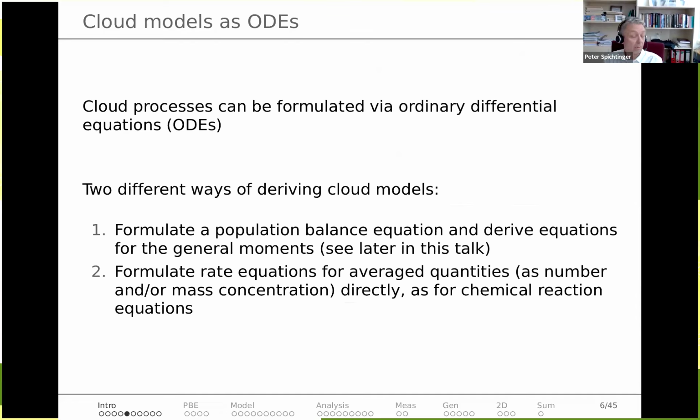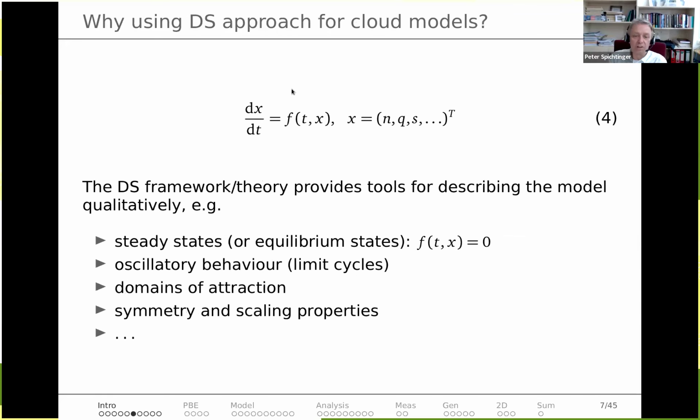So these dynamical systems or reduced order models are almost everywhere. You can formulate the cloud processes via ordinary differential equations, and you can do this in two ways. The first is the more consistent, mathematical point of view: you formulate a population balance equation, I will show you what I mean by this, and derive equations from the general moment procedure. You could also guess rate equations for averaged quantities like the number concentration and mass concentration, as you do for chemical reaction equations.